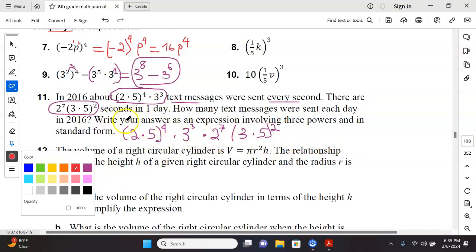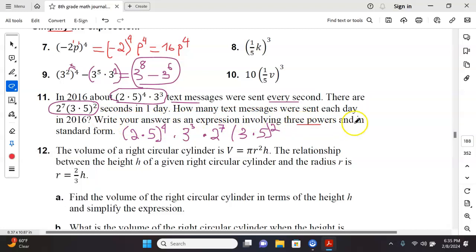It says write your answer as an expression involving 3 powers in standard form. So remember, don't take 2 times 5, and don't take 3 times 5 over here, because they want you to write that as an expression involving 3 powers. If you take 2 times 5, that's going to be 10 to the 4th power, and 3 times 5 is 15, that's 15 to the 2nd power. They want you to rewrite that in terms of 3 powers.